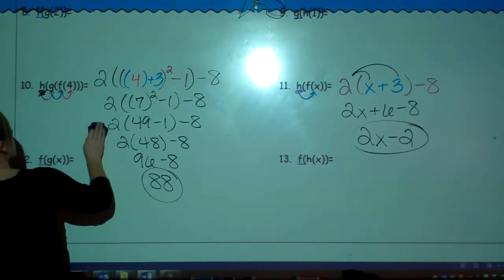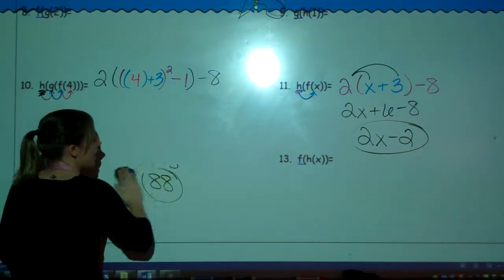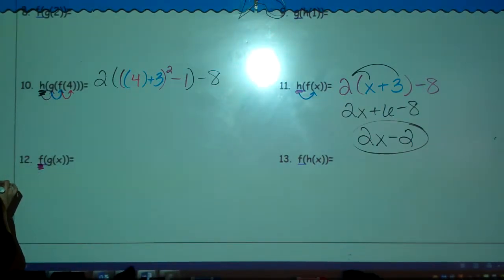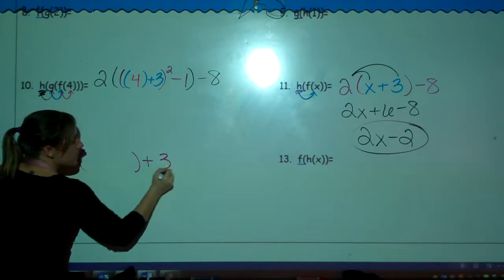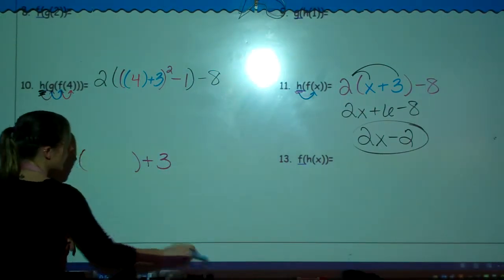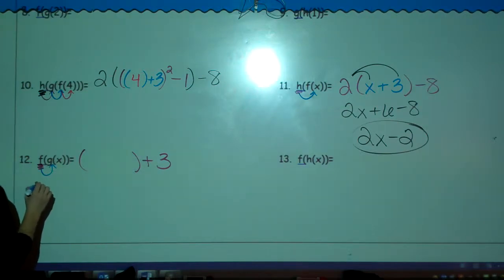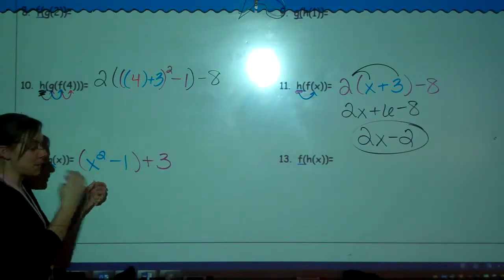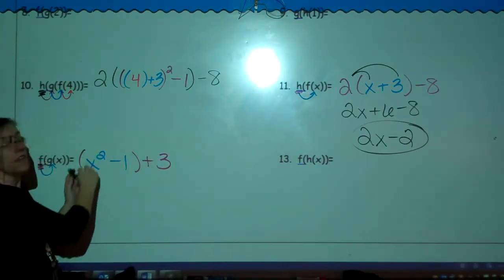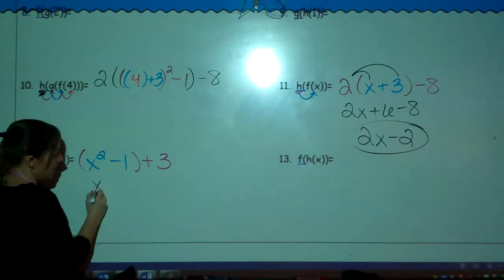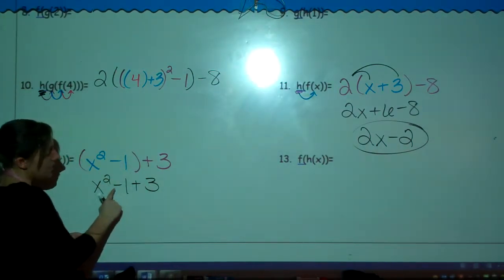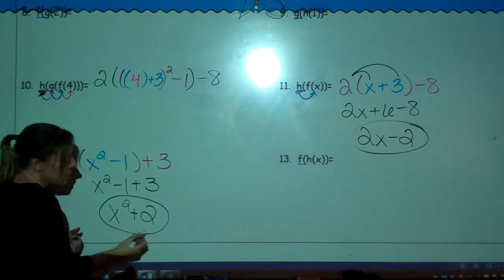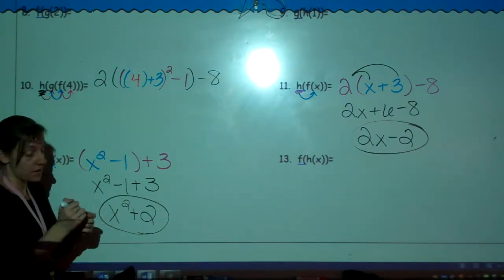So this one is similar. I'll erase this for now. Okay, this one is similar. We're starting with the f function, which is x plus 3. And we are going to put in the g function, which is x squared minus 1. And in this case, there's really not much of a point to having the parentheses. There's no distributing or anything, so really it's just x squared minus 1 plus 3. Minus 1 plus 3 is just a positive 2. So you simplify what you can, you combine what you can, and then you're done.